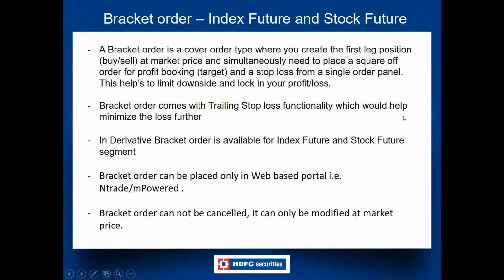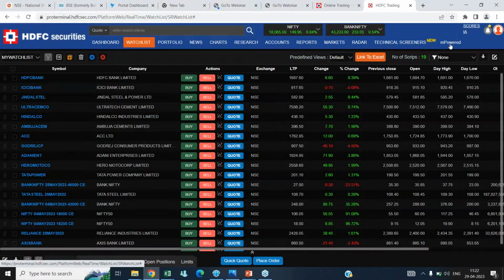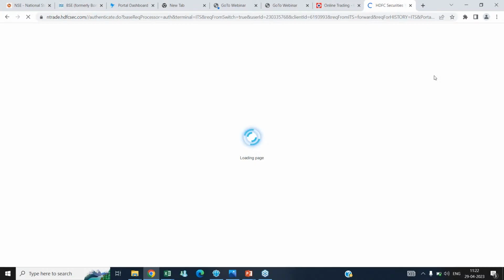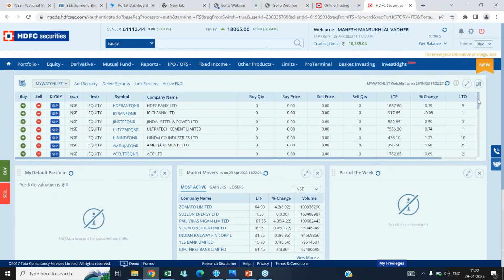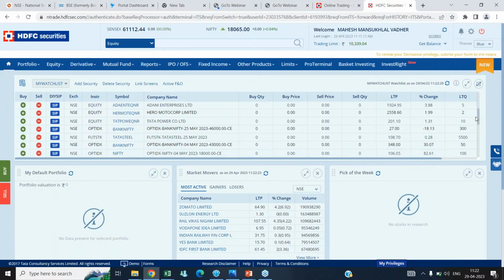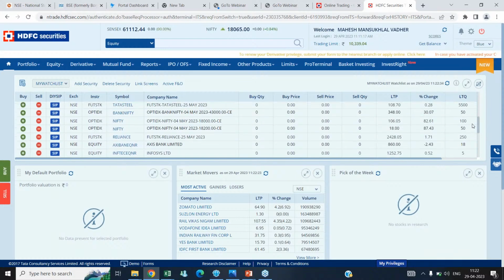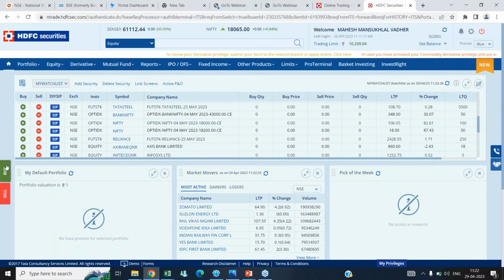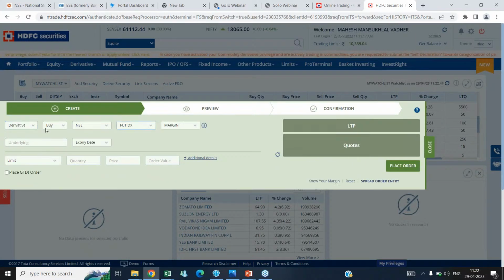So let us understand how you can place the bracket order. As I told, bracket order functionality can only be placed in N-Trade and Empowered, and only in index futures and stock futures. Suppose you want to place an order in index futures or stock futures, let us understand how to do it through bracket order. Here, you need to click on buy. Now suppose you want to place this order for Nifty future. First you need to select derivatives. Underlying should be Nifty.